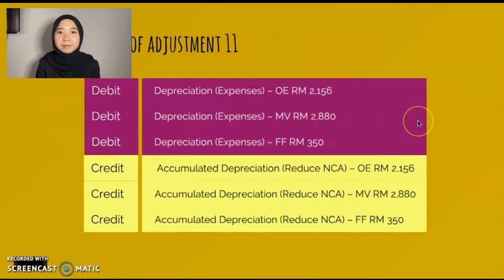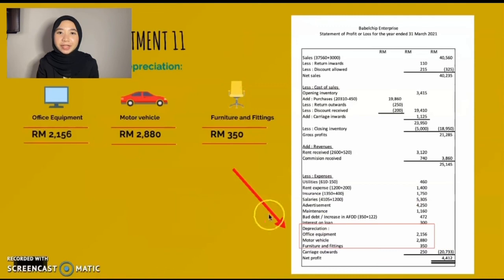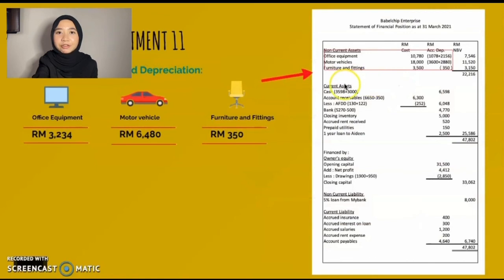Depreciation calculated in the previous slides will be debited to the statement of profit or loss under the expenses category and credited to accumulated depreciation in the statement of financial position. In the SOPL, the depreciation of each category of non-current asset is reflected here under expenses amounting to RM2,156, 2,880 and 350 correspondingly. On the other hand, in the SOFP, the accumulated depreciation is reflected here with its nature of reducing the non-current assets of Bubble Chip Enterprise.